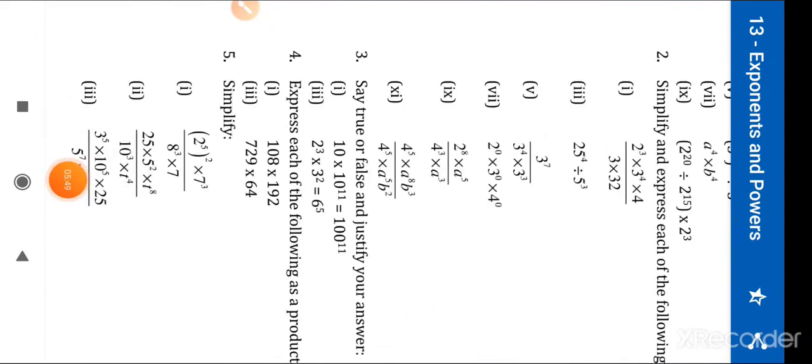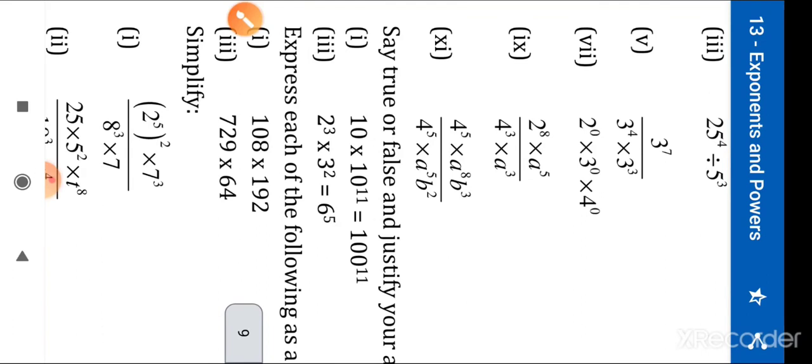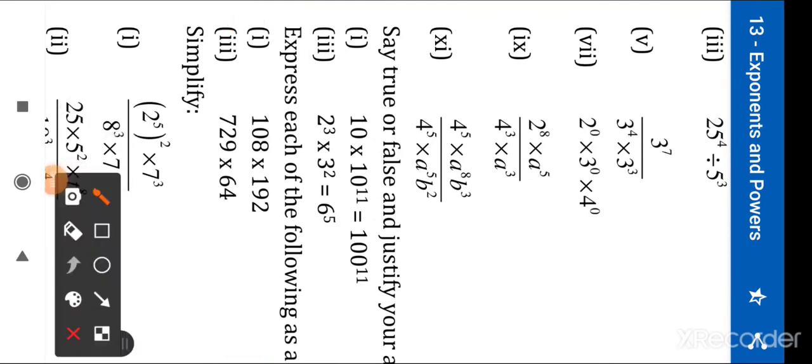Next question is: state true or false and justify your answer. The first question is 10 multiplied by 10 raised to the power 11 is equal to 100 raised to the power 11. Here you can see that 10 means 10 raised to the power 1 multiplied by 10 raised to the power 11. It means bases are equal but powers are different, so we have to add the powers. So our answer is 10 raised to the power 12, but on the right side it is 100 raised to the power 11, so it is an incorrect statement.